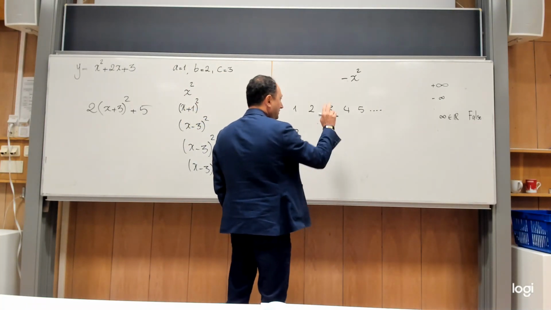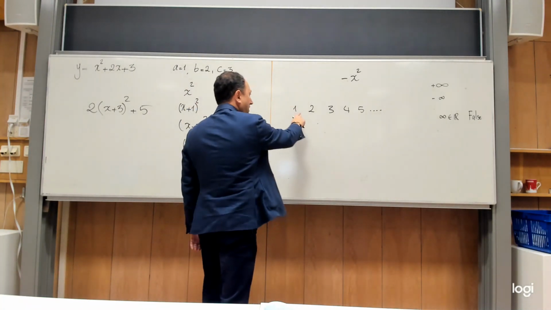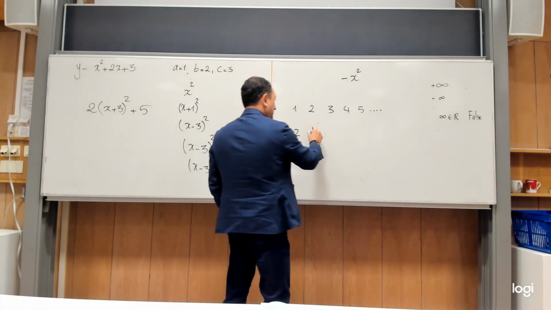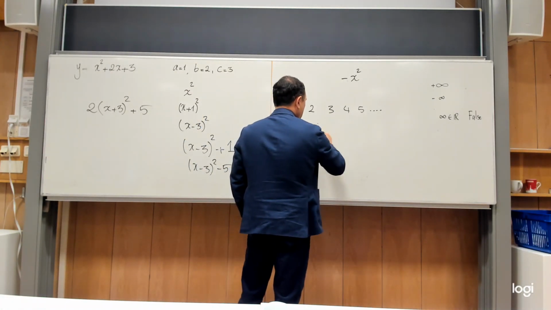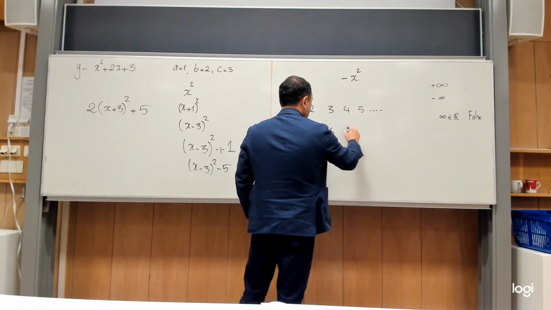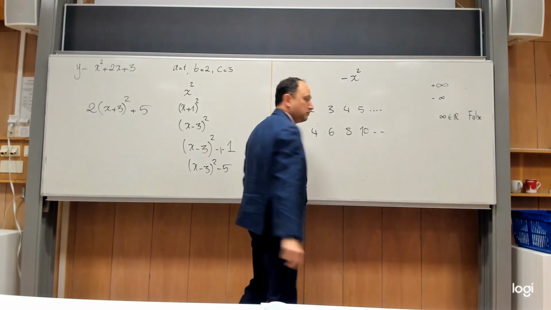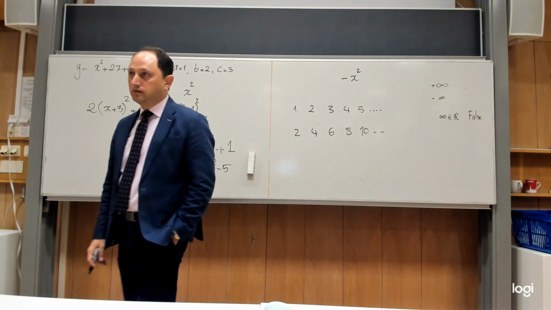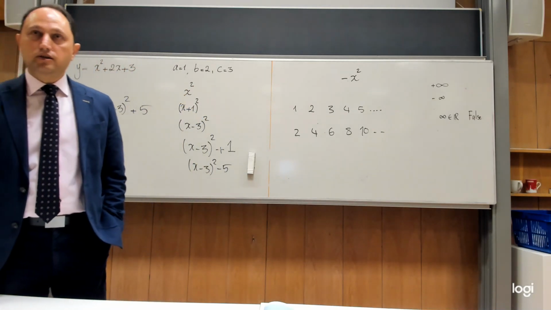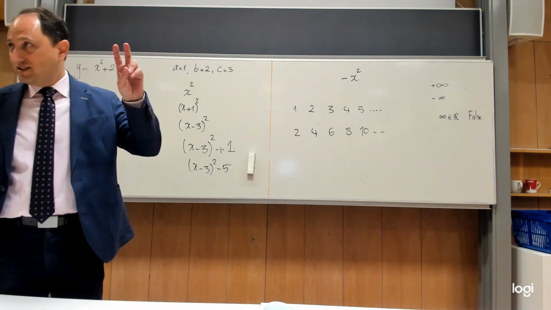How many natural numbers do we have? Infinitely many, yes? And how many even natural numbers do we have? Infinitely many. Which one is bigger? Neither. They are again equal in size. What? Equal in size. Okay.